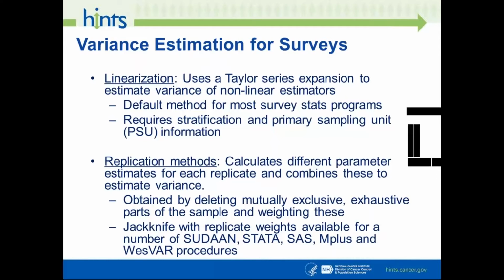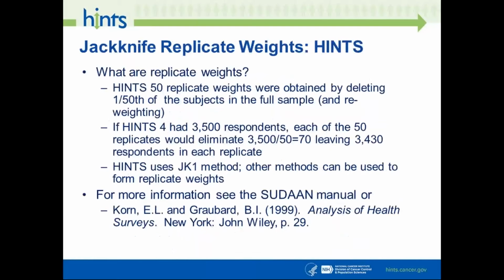And as you can see up here, what we're saying is how they were derived: they were obtained by deleting 1/50th of the subjects in the full sample, and then basically reweighting. So in other words, we're taking random samples within that and doing that 50 times, and then reweighting. And I'll show you a specific example of what I mean by that. So I'll give a little more detail.